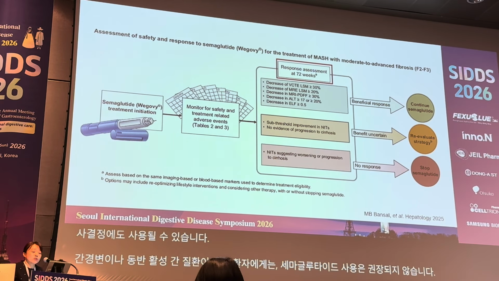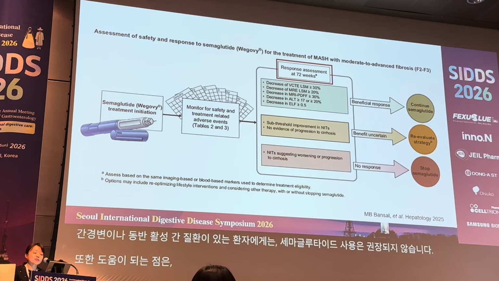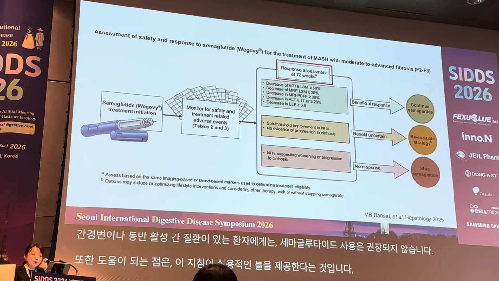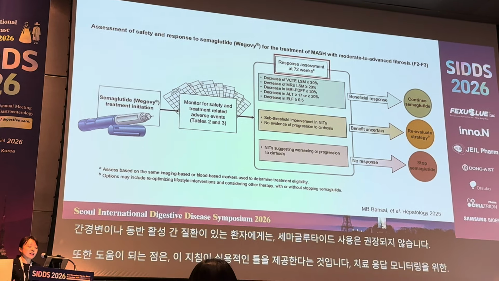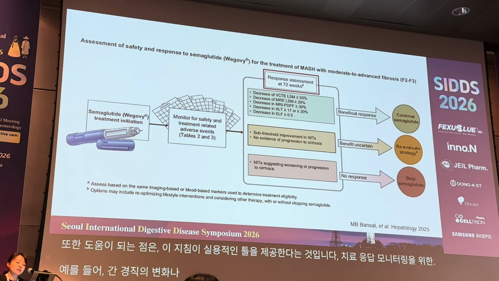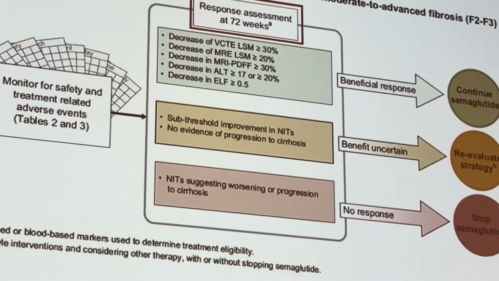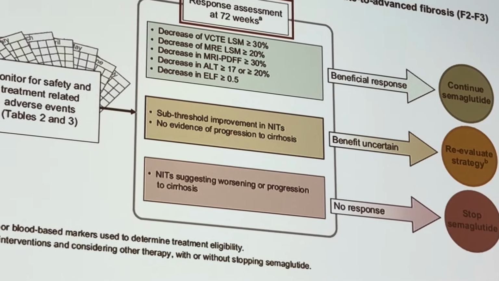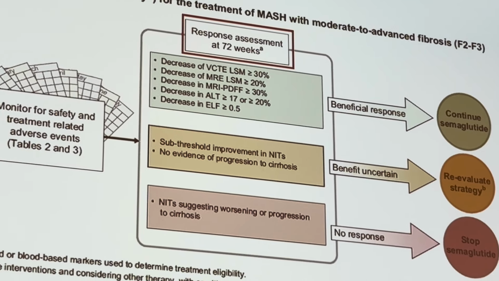What is also helpful is that the guidance provides a practical framework for monitoring treatment response. For example, changes in liver stiffness or ALT over time may help us judge whether treatment is working and whether continuation makes sense. That kind of response-based approach is very relevant in real-world practice.